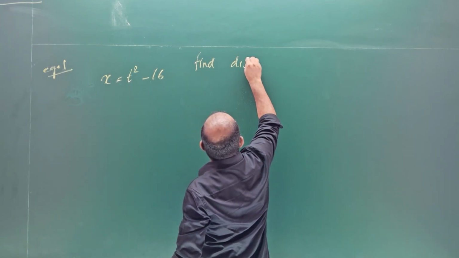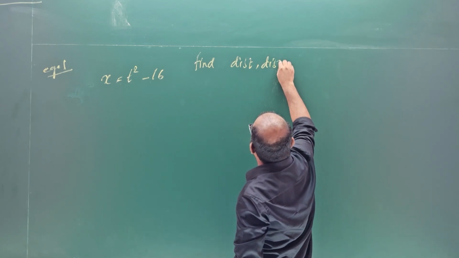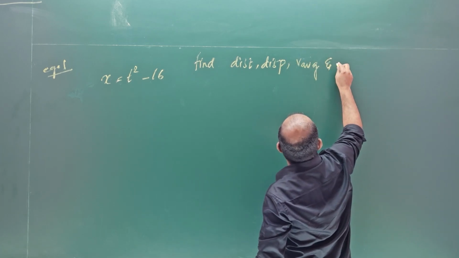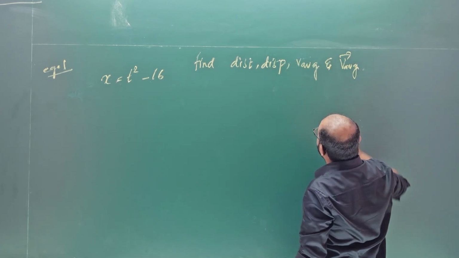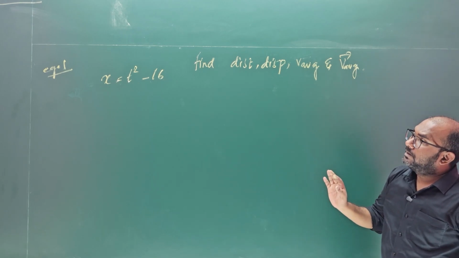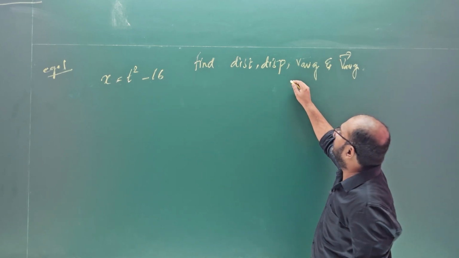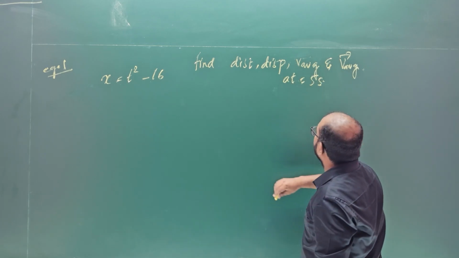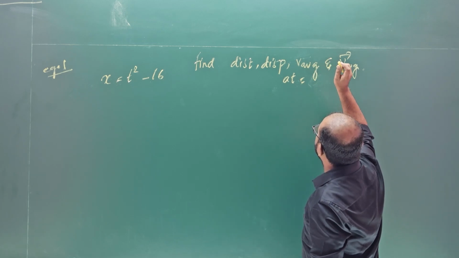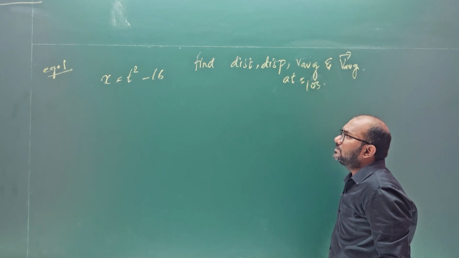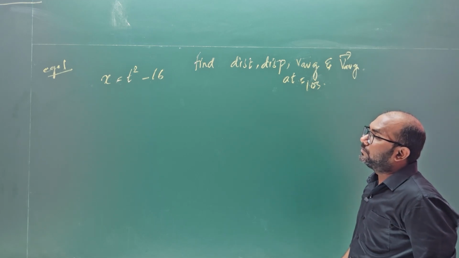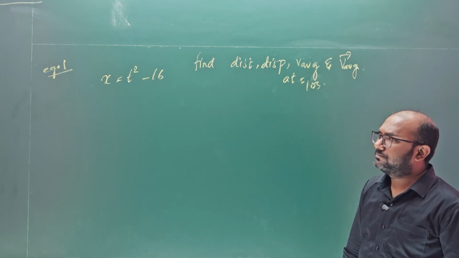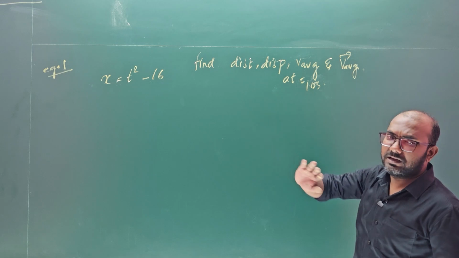If displacement is given, they will ask you like this: find the distance or displacement, and average speed and average velocity. They also provide you the time, at t equals, let it be 5 seconds, or let us increase this value to 10 seconds. T is given as 10 seconds. Now, x is equal to t square minus 16. Simple question. All we need to do is substitute this value and get the answer.